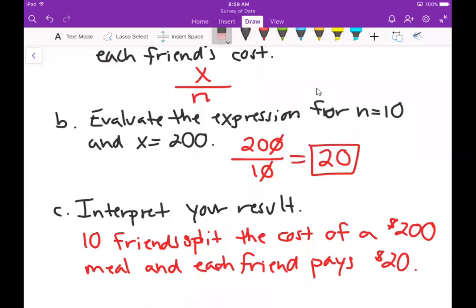All right. Okay, that's section 1.2. So go try the homework and then come in with questions, all right?